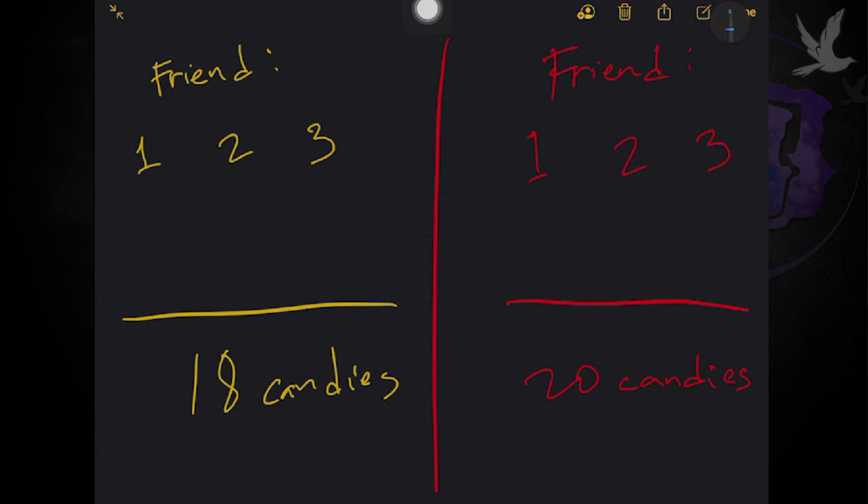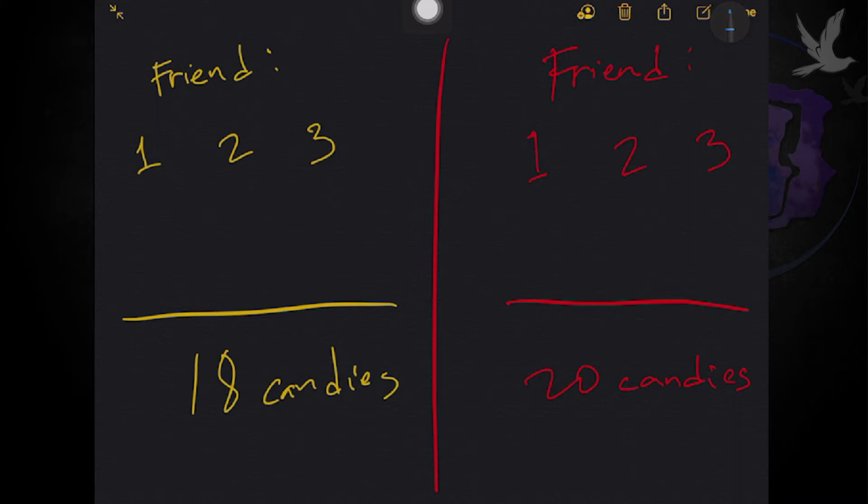Both groups have three members. So friend 1, friend 2, friend 3. What they don't have in equal is the number of candies. Okay, so the first group, which is the yellow group, has 18 candies. And if we are going to distribute the candies to these three friends, we are going to give it one by one to them, counting 1 to 18. Okay, so for example, distributing 18 candies to friend 1, 2, and 3 in the yellow.